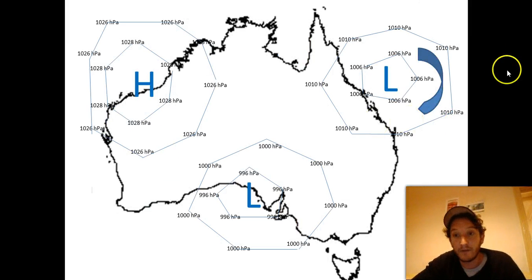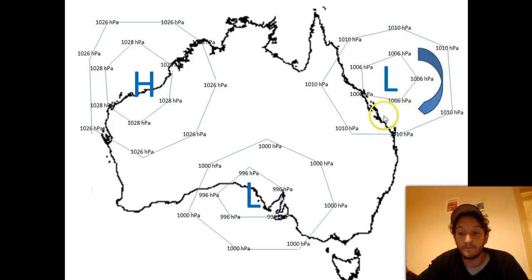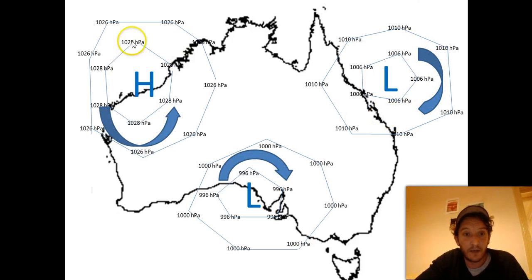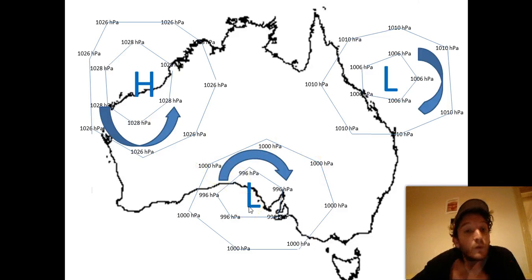So here we have the low pressure system. It's spinning in a clockwise direction. Let's have a look at these other two. There we go. The high pressure system is spinning this way, away from the direction the clock goes, and this one goes the opposite. So once we know that, we can then work out where the wind would be coming from a particular location.